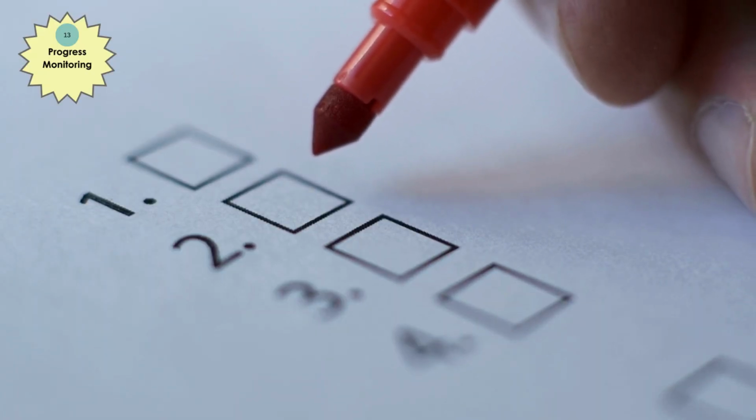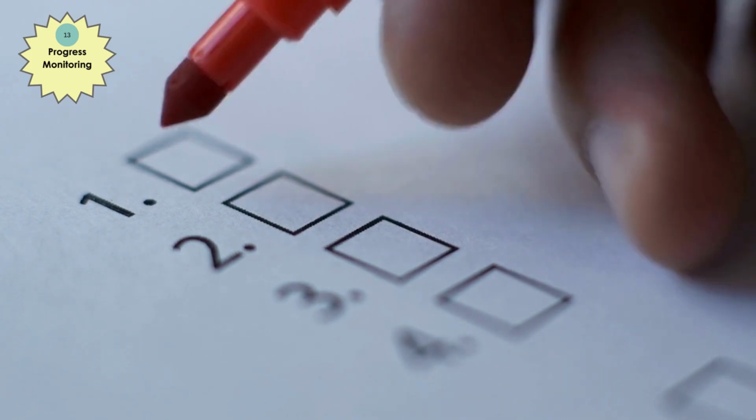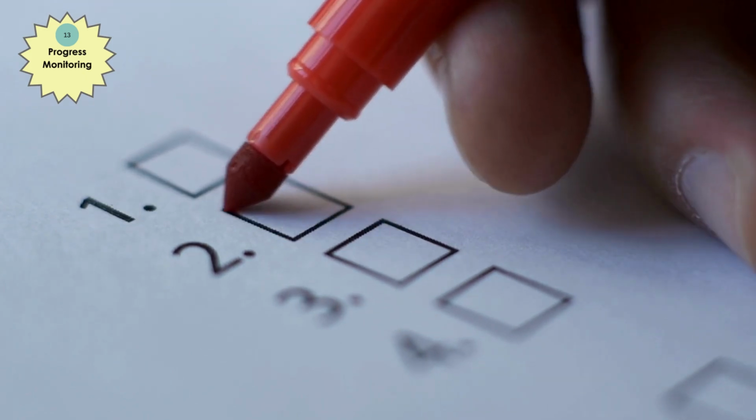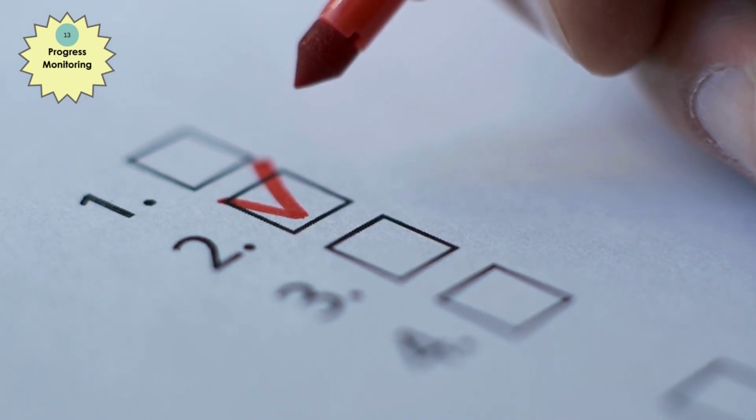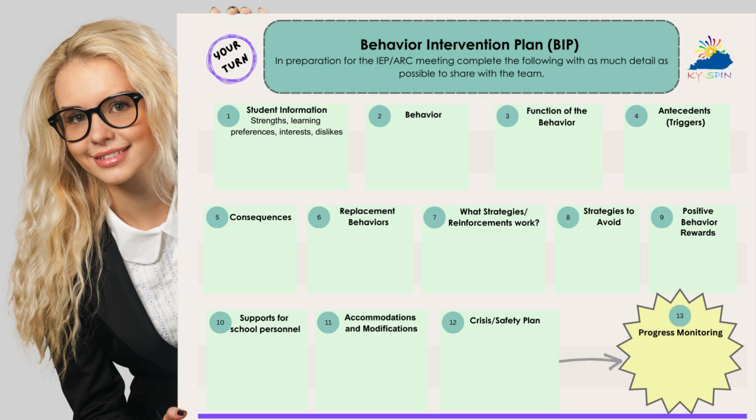Progress monitoring. How will you gauge if the BIP is working? Will it be through daily checklist, point sheet, or communication log? The progress monitoring data will be important in keeping an eye on what does and does not work. It may also be a great indicator on if the BIP needs adjusted or updated.